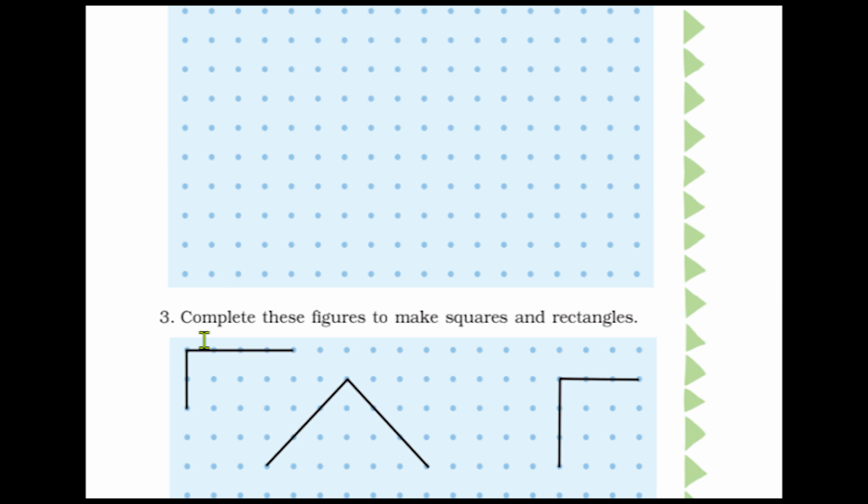You can draw here. Complete these figures to make square and rectangles. Now here few lines are there and when you complete it, you will find few rectangles and few squares. So when we complete this, it becomes a rectangle. What is a rectangle? The opposite sides are equal. And what is a square? All sides are equal.